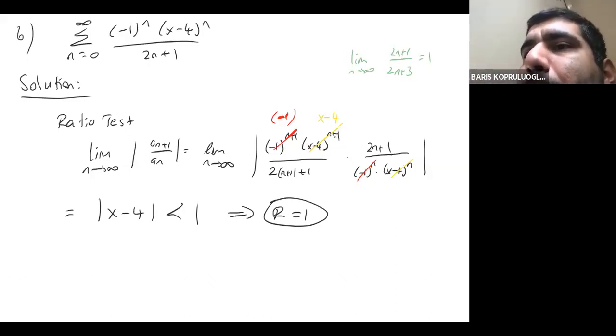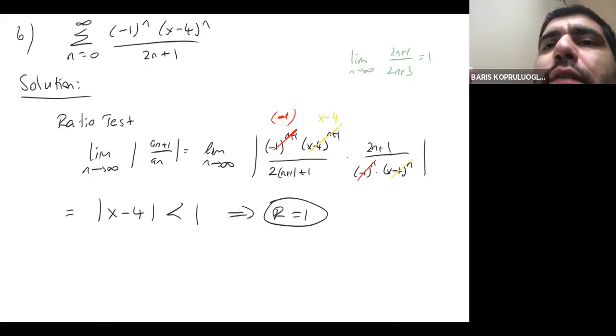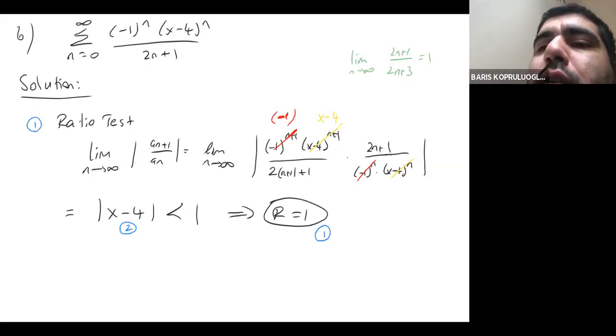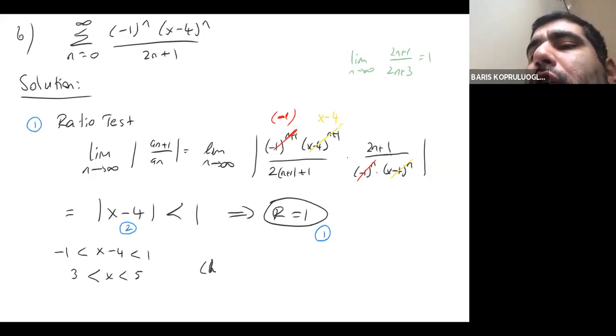So if you started with the ratio test, you get 1 point, as I said. If you got this x minus 4, you get 2 more points. And if you get the radius of convergence right, you get 1 more point. And then checking the endpoints, x minus 4 is less than 1 and greater than -1. So x is less than 5 and greater than 3. So you've got to check x equals 3 and x equals 5.